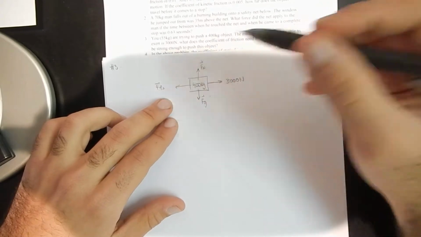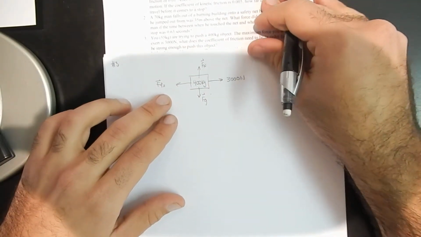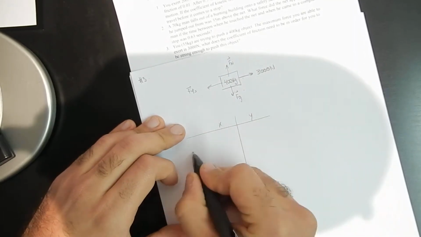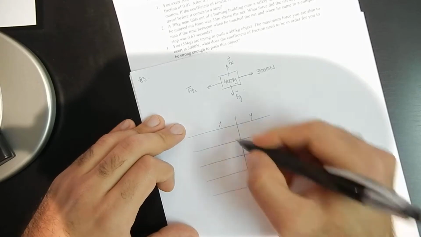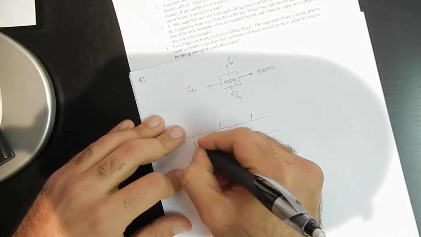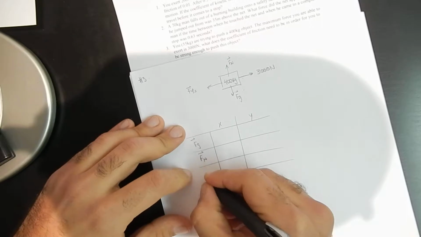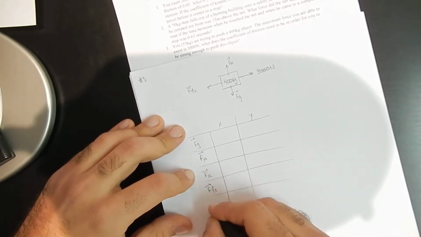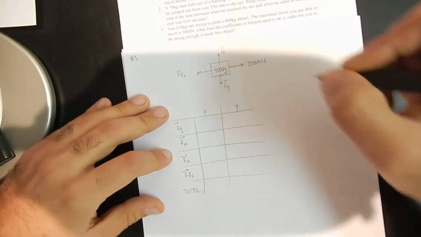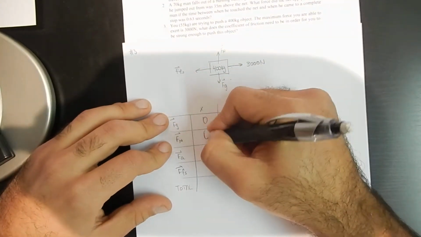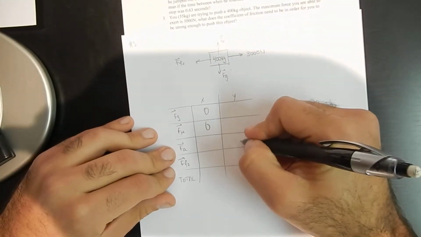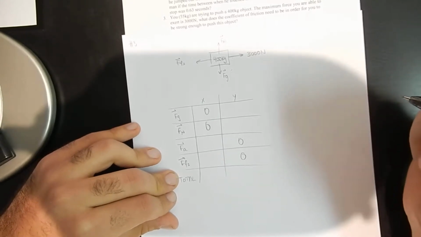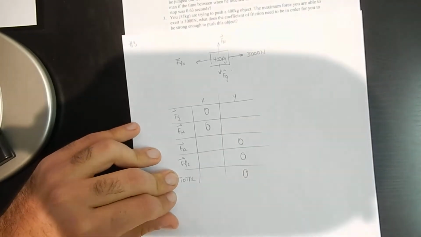In order to find that, we need to find what the force of friction is first. Alright? So let's go do our x and y tables. So I have the force of gravity, the force of the normal, the force applied, and the force of friction, and then the total force. Alright, the force of gravity has no x component, force of normal has no x component, force applied has no y component, force of friction has no y component, it's not moving in the up and down direction, and that's it for now.